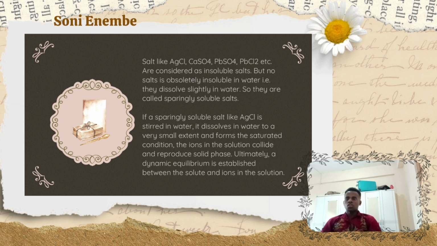If a sparingly soluble salt like AgCl is stirred in water, it dissolves in water to a very small extent and forms the saturated condition. The ions in the solution collide and reproduce the solid phase. Ultimately, a dynamic equilibrium is established between the solute and ions in the solution.